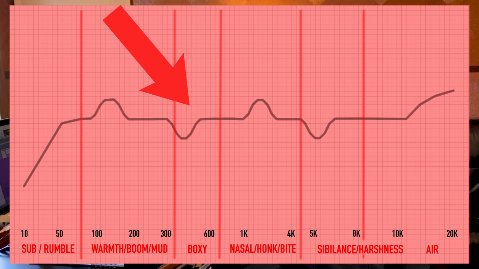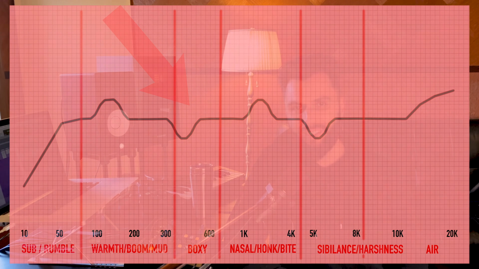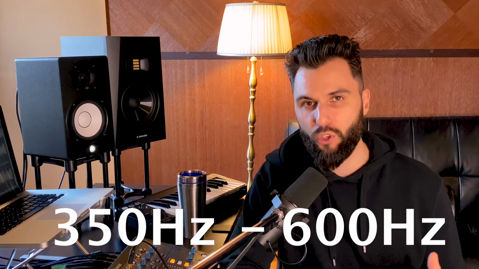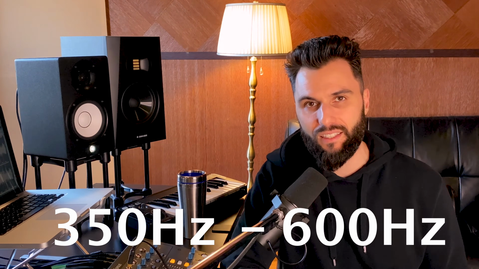Next, we have the boxy range, as some people like to think of it. This is typically from 350 Hz to 600 Hz on a vocal. If you're curious what that sounds like, it sounds like this when soloed.